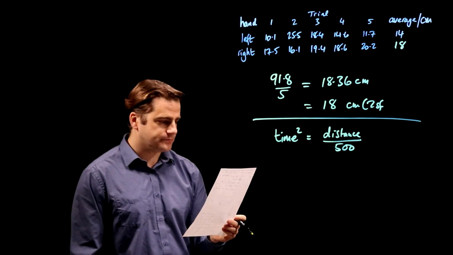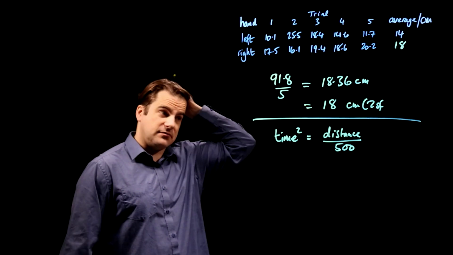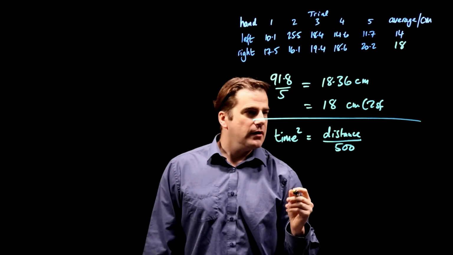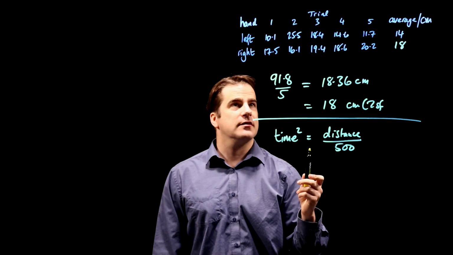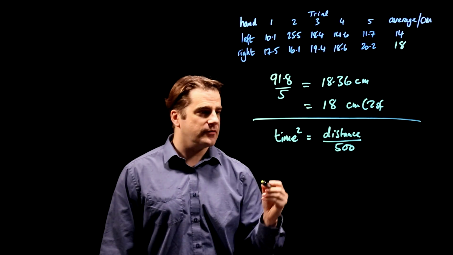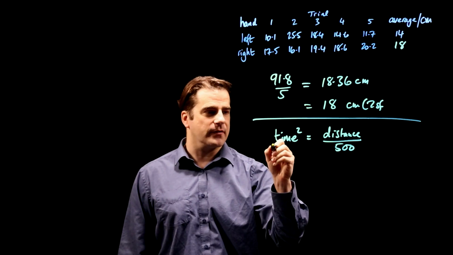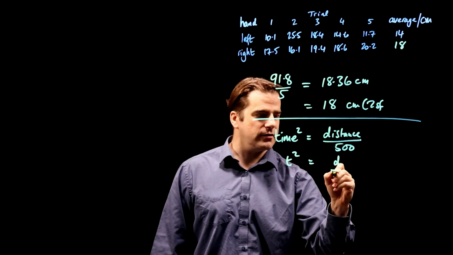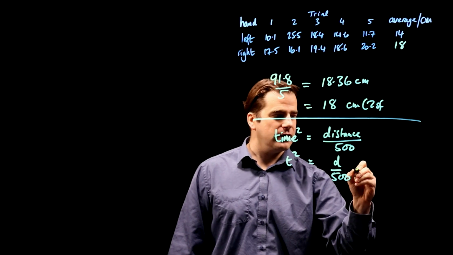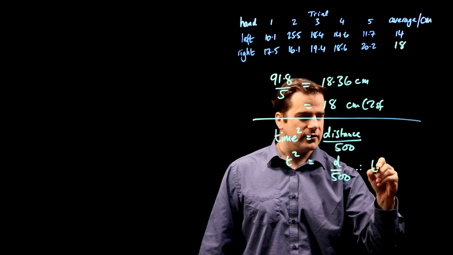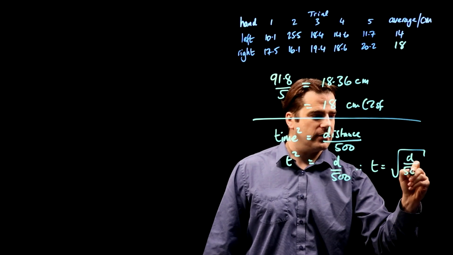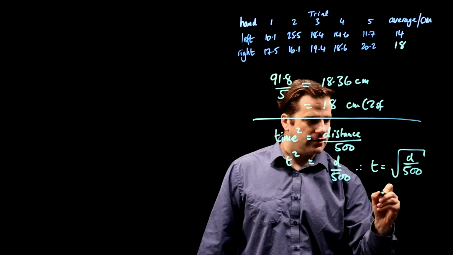Okay, so they tell you that's the equation you've got to use. Stick in the numbers. And we have to work out the average time. So I'm just going to call it T and D. Okay, so T squared is D over 500. Therefore, take square root. Time is the square root of D over 500.